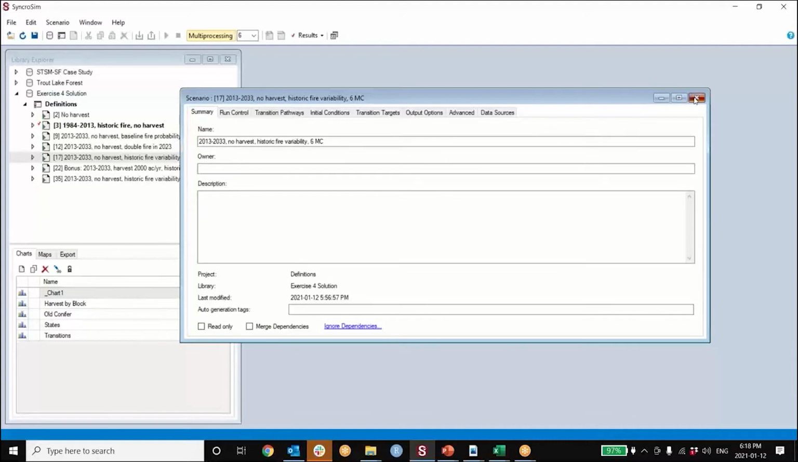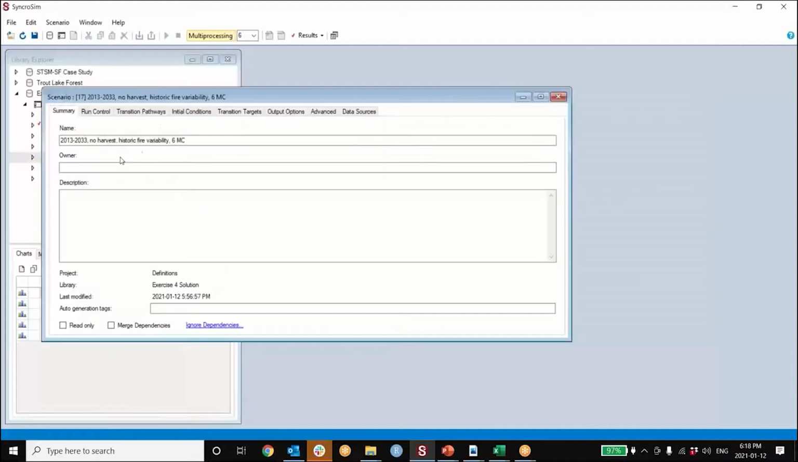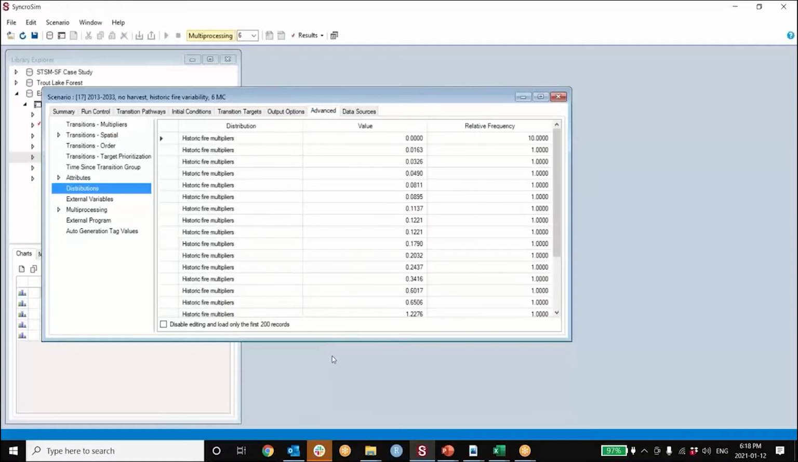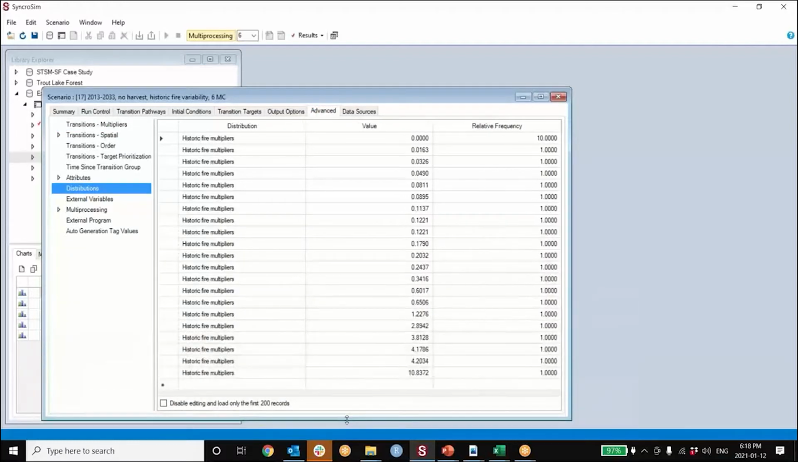And so we use this distribution feature, right? Actually, I should just bring this open, go here, distributions, and basically what we're doing in here is putting in a frequency distribution of how often we expect our fire to shift up and down over time relative to the mean amount of fire we expect. So these were all the normalized values.